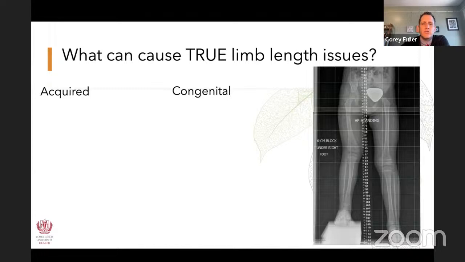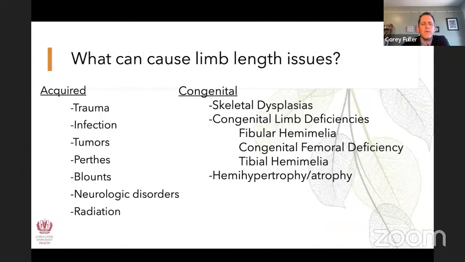What can cause the true limb length issues? There are both what are called acquired and congenital causes. Acquired means you are not born with that difference, but it happened later on in life. So trauma and a fractured bone that heals short, an infection that causes the bone to be shorter or affects the growth plate, tumors, and other conditions such as Perthes and Blount's that affect the way that the leg grows. Neurologic conditions such as cerebral palsy also can. And then there are congenital leg length differences, such as skeletal dysplasias, congenital limb deficiencies, fibular hemimelia, and hemihypertrophy, which you can see listed here.